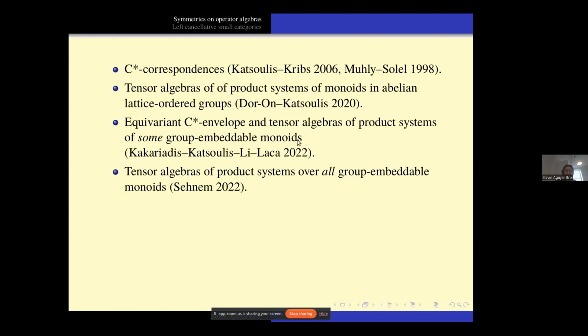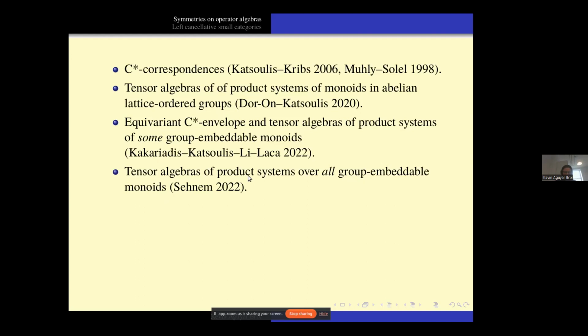And then there's been a lot of work with increasing generality on understanding what the C-star envelope of the tensor algebra is. The increasing level of generality comes from, at least in one aspect, which group the monoid embeds into. So in this 2020 paper from Dor-On and Katsoulis, they assumed that you were embedding into an abelian lattice ordered group. In this paper by Kakariadis, Katsoulis, Laca, and Li, there's a different class of group embeddable monoids. And then Camila Senem sort of resolved the whole question for all group embeddable monoids in her recent work, identifying what the C-star envelope is of the tensor algebra of a product system.